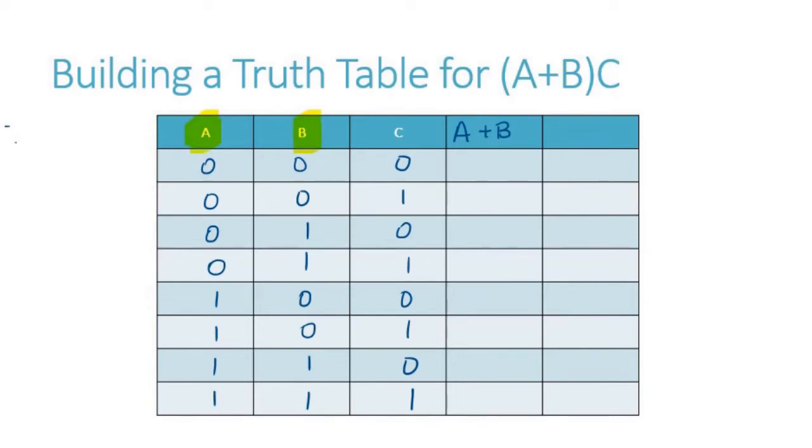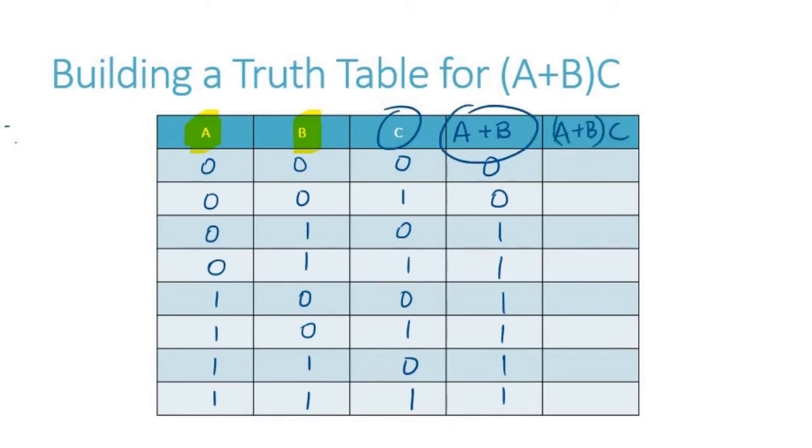Go ahead and fill in the ones and the zeros. Great. Now we know what A or B looks like. Now we need to know what happens when we take A or B and C. So those are the only 2 columns we're going to look at to find the outputs for this final expression.